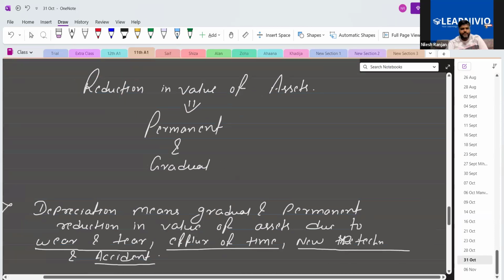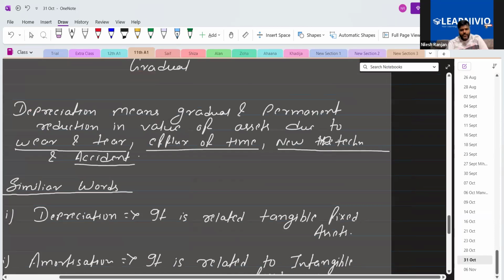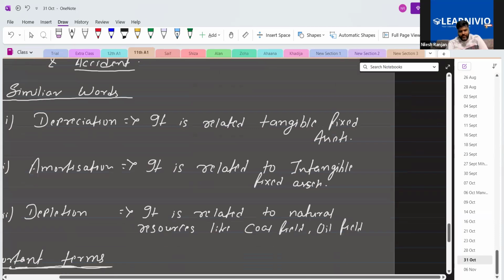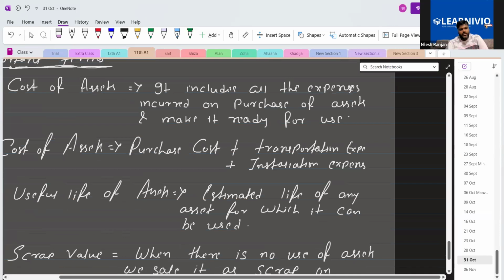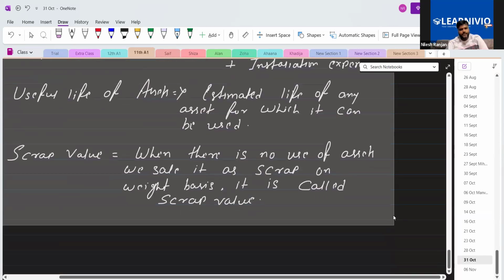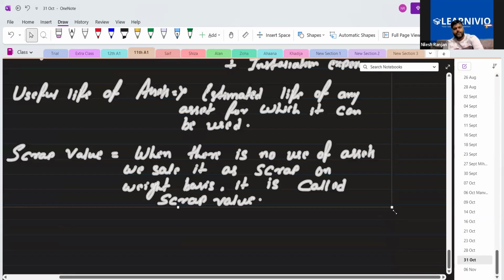The depreciation. The objective and features I have just explained in depreciation. And the remaining part I will explain now.